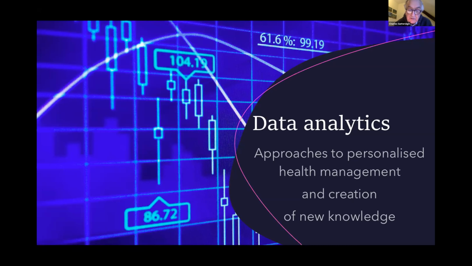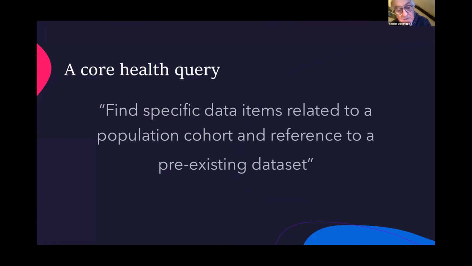Some of it you heard from the Welsh presentation, and then some really great ideas from the other presenters. But what I've tried to do is to boil down a key question in medicine that I think everybody wants to find answers to, and which I think everybody this morning has spoken to. The core health query is often: can I find a specific data item or data items related to a particular cohort of people and reference my group there to a pre-existing data set? And I've got some specific examples, the kind of things that Sophie and I are interested in.